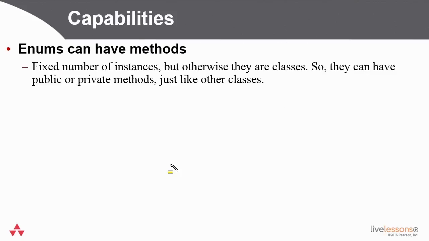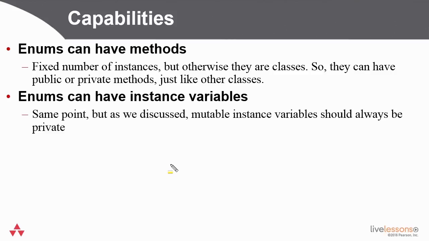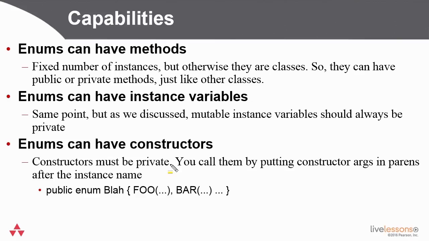Okay, so here's the big difference from C++ enums. Enums in Java can have methods. Well, of course they can have methods because they're classes. So you have a fixed number of instances of the class, but they can have the normal capabilities of classes. They can have public or private methods. They can have instance variables. They're normal classes. Of course, you shouldn't have public mutable instance variables. You shouldn't have those in any classes. But they're classes, so they can have methods, they can have instance variables, and they can have constructors.